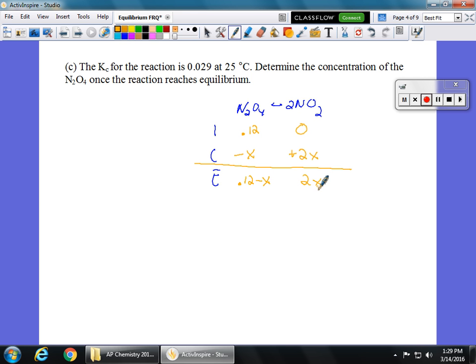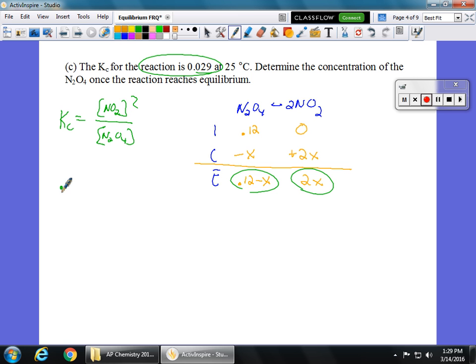And we can then substitute it back into our equilibrium expression. So we had the Kc is equal to the NO2 concentration squared over the N2O4 concentration. And so if we take our equilibrium values and substitute each of these into the equilibrium expression, as well as the value of the Kc, we can solve. 0.029 is our Kc, 2X is the concentration of the NO2 squared over the concentration of the N2O4.